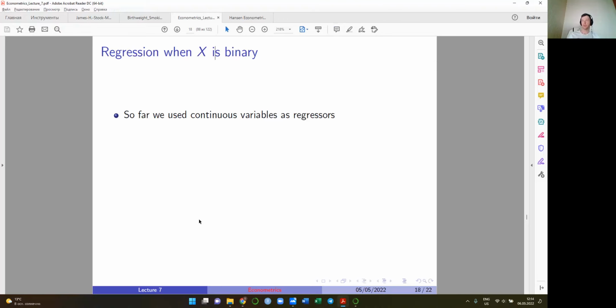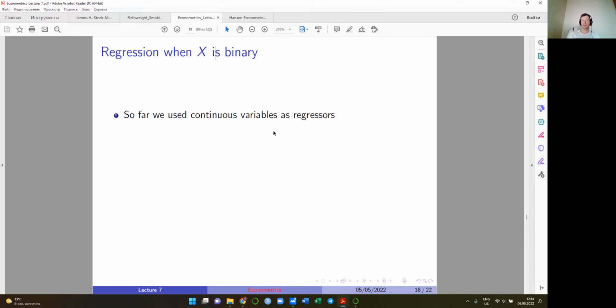This is quite a popular case, when the regressor, when X is represented as a binary variable. So what does this mean, binary variable, and how do the interpretation and all the mechanics of our steps change?